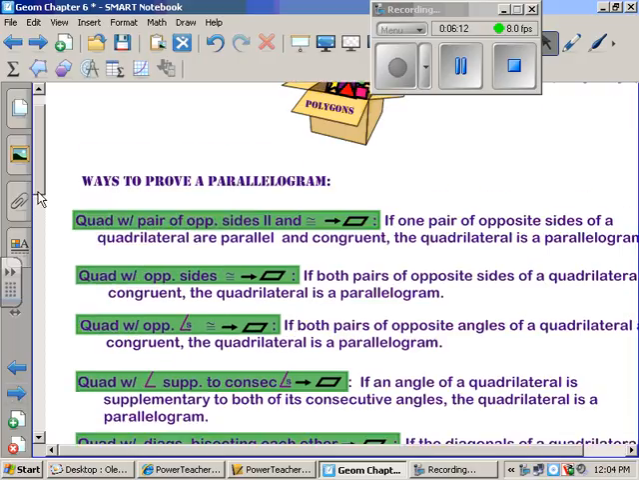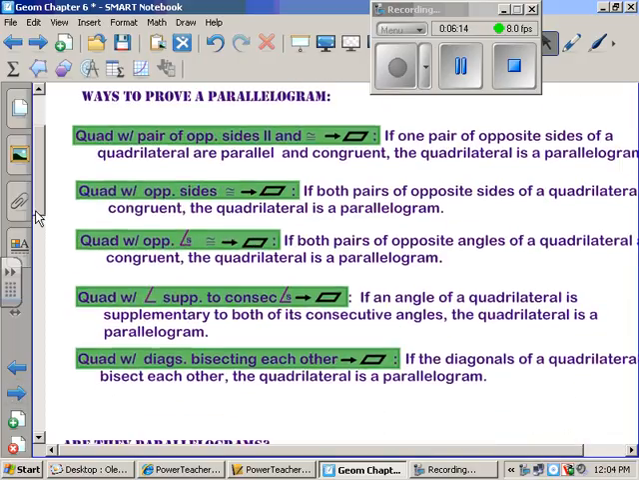All right, and then the converse is also true. If you have a quadrilateral with opposite sides congruent, then it's a parallelogram. If you have a quadrilateral with opposite angles congruent, then it's a parallelogram. If you have a quadrilateral with consecutive angles supplementary, then you have a parallelogram. And if you have a quadrilateral whose diagonals bisect each other, then you have a parallelogram.